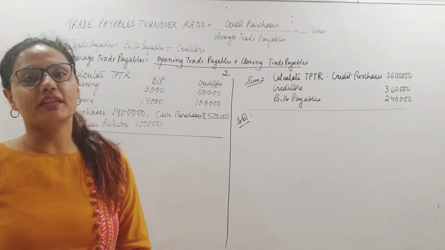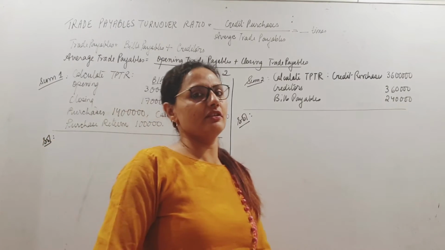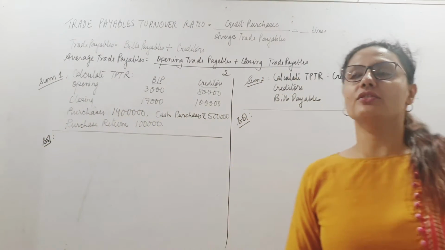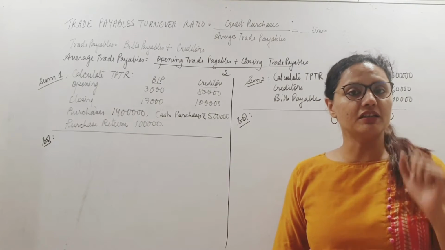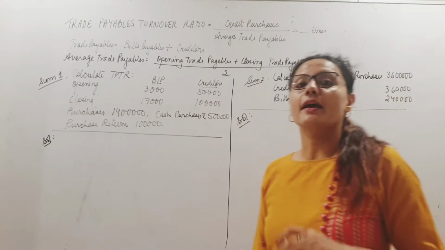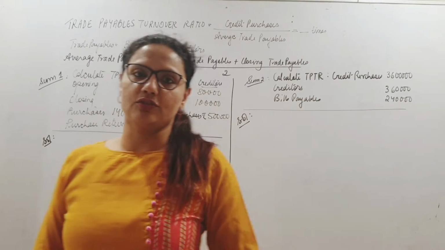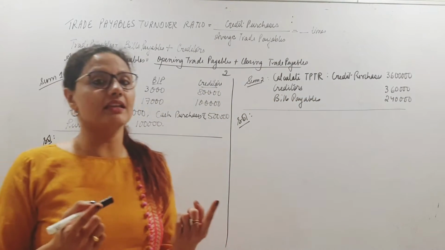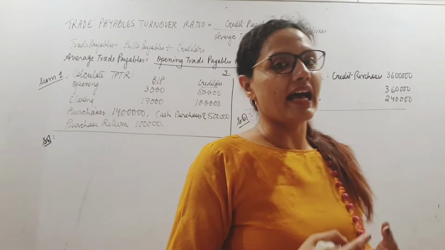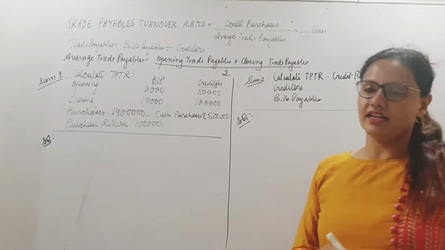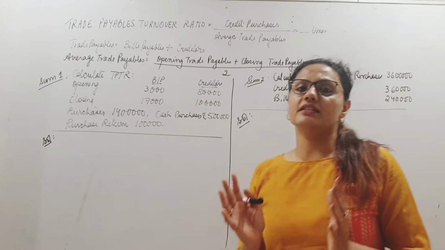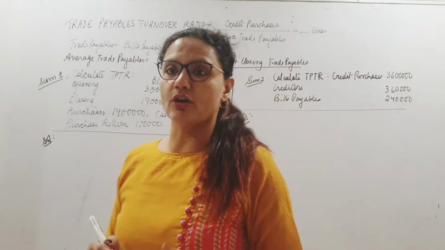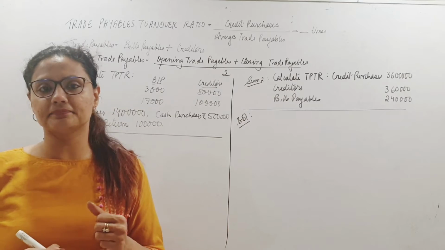Last time we were doing trade receivables turnover ratio, and in this video we are going to do the next activity ratio number 2. That is called trade payables turnover ratio. Trade payables meaning bills payable and sundry creditors. Trade payables means whatever short-term liabilities we have towards our creditors from whom we have purchased on credit.